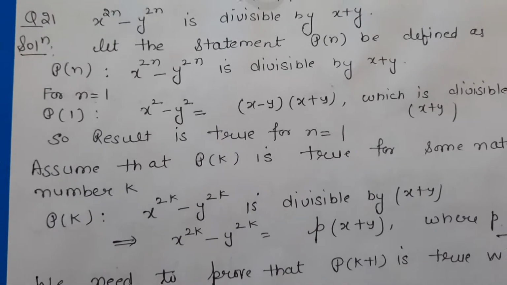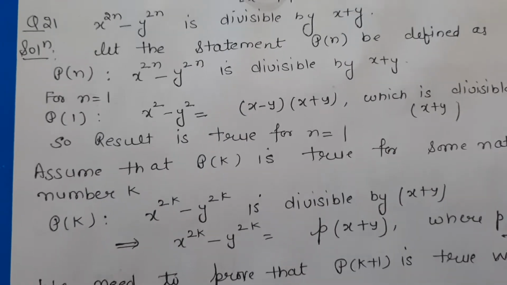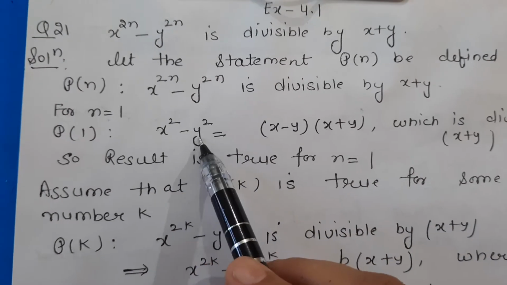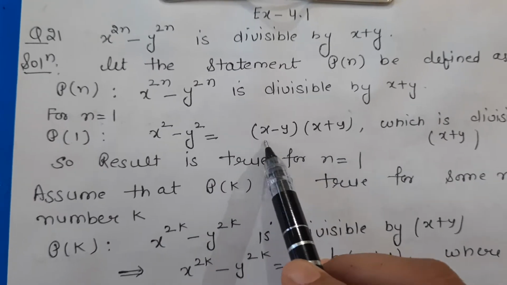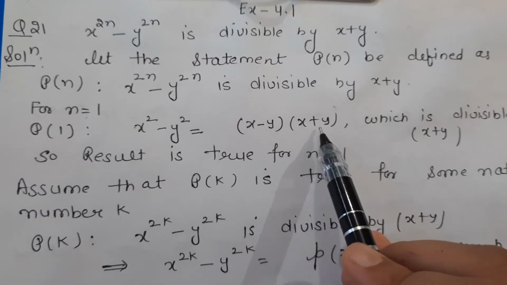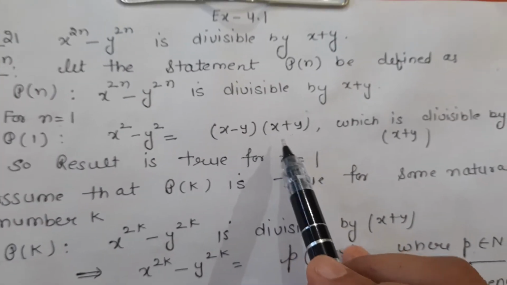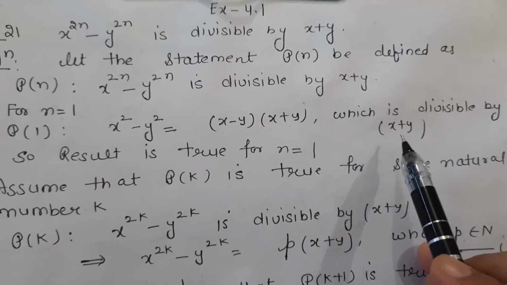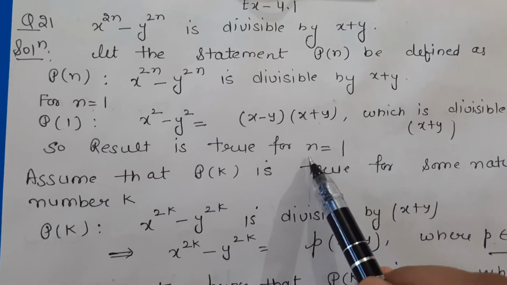First step will prove the given result for n equals to 1. So we write P1. This is x raised to the power 2 minus y raised to the power 2. Now you can factorize this as x minus y into x plus y, which is clearly a multiple of x plus y, or we'll write this is divisible by x plus y. So you have shown that this result is true for n equals to 1.